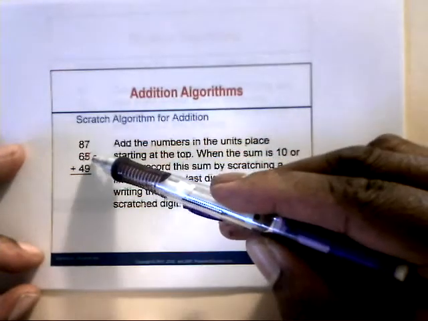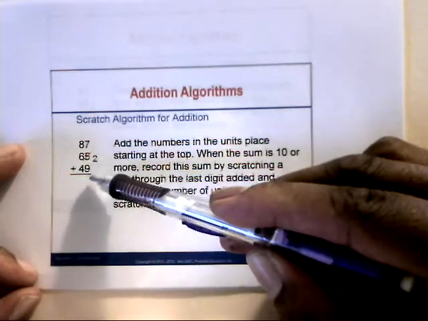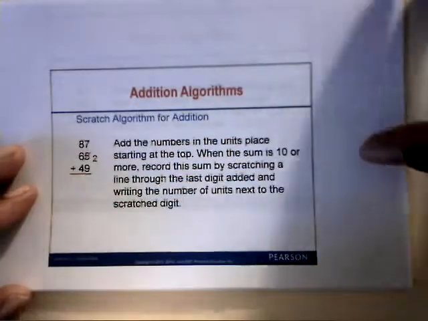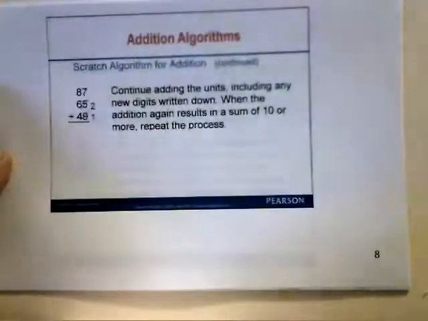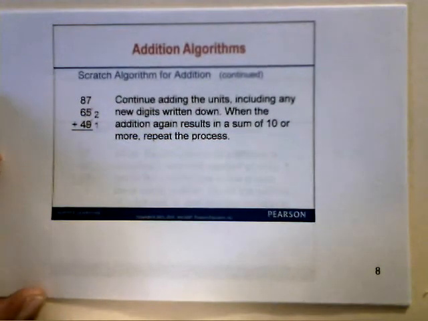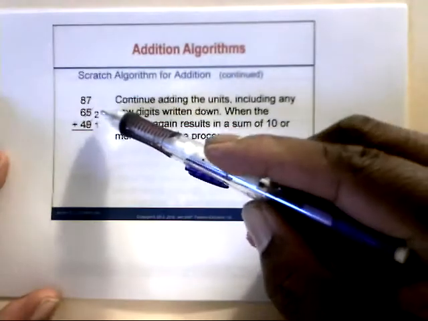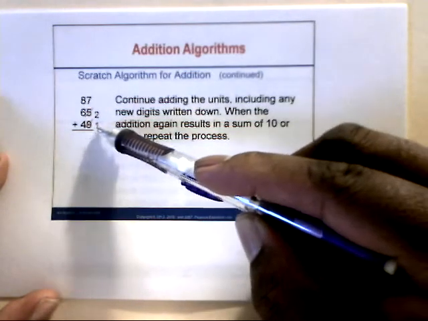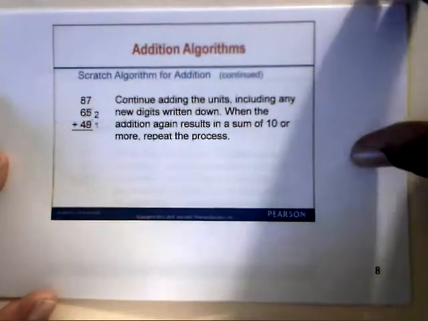We add 7 plus 5, that gives us 12, which is more than 10, so we scratch the 5 out and put a 2 here. Okay, and this continues here. And we're going to continue adding units, including any new digits written down. When the addition again results in a sum of 10 or more, repeat the process. And as you can see here, 2 plus this 9 will give you 11, so we scratch the 9 and put a 1 here.